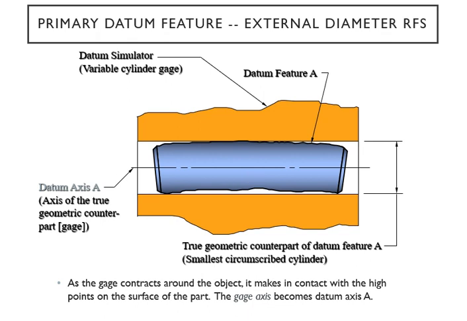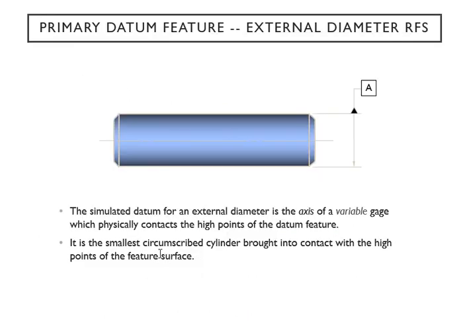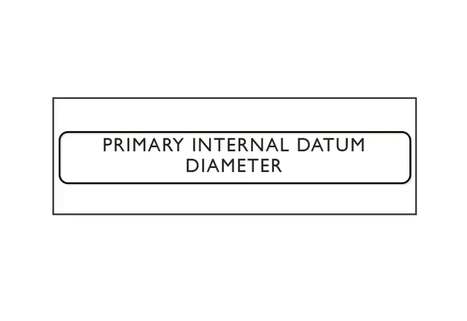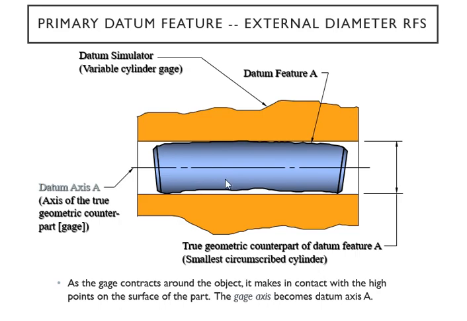Okay. And here, of course, your smallest circumscribed cylinder is brought in contact with the high points of the feature surface, which is this one right there. Okay, if you forget about it, what are we doing? If you're not getting it, we're just establishing the datum axis, which is this guy, and of course we're measuring from the surface.